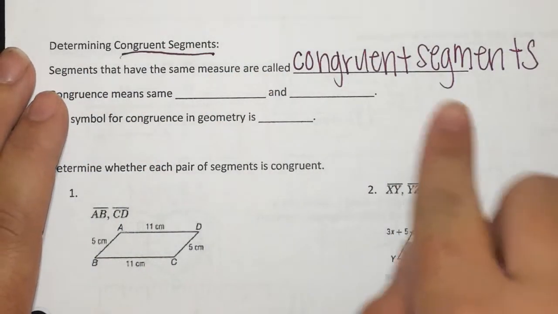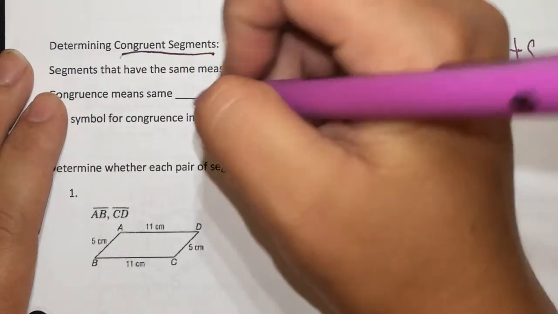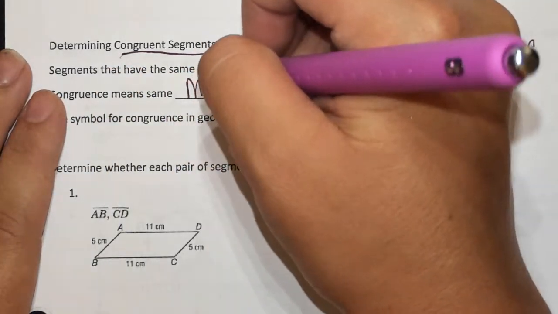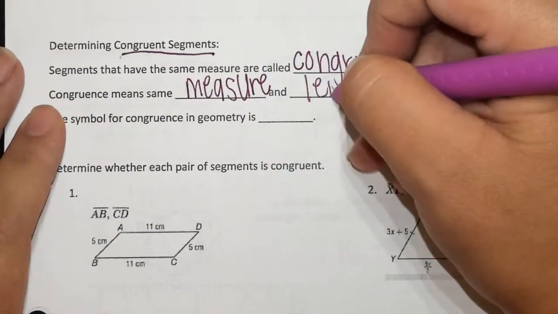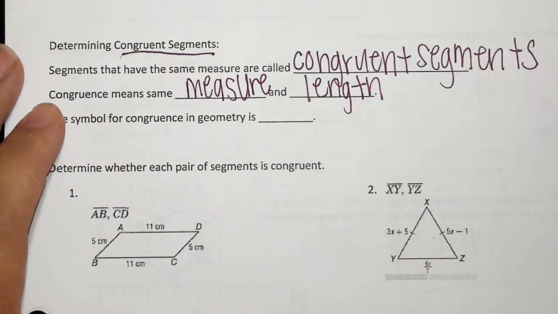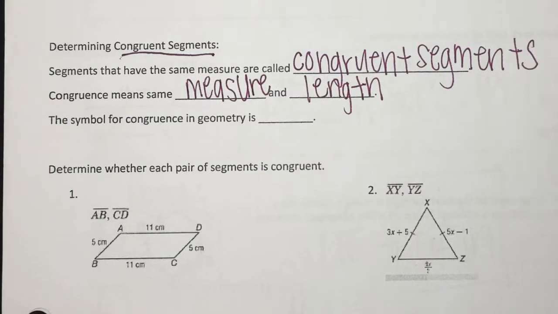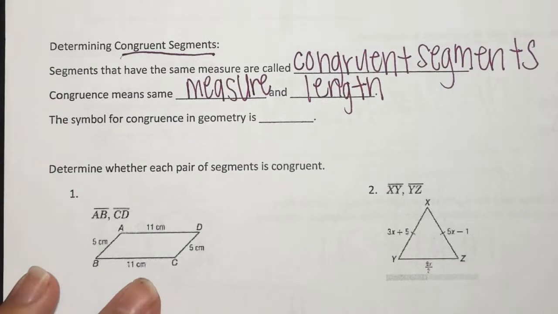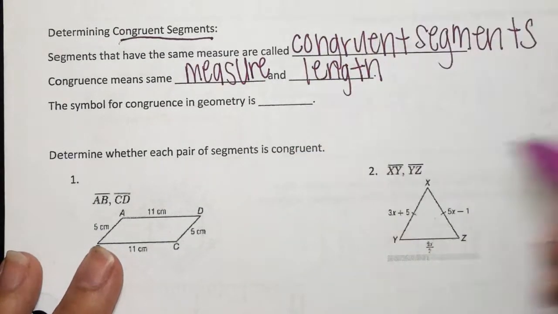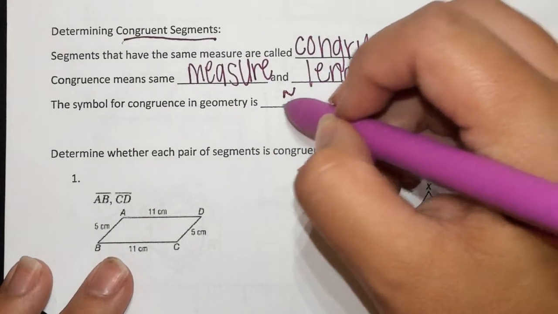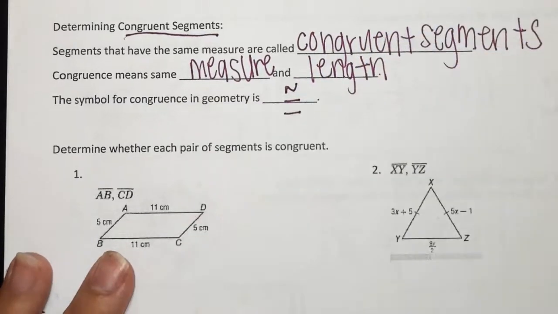Congruent segments are segments that have the same measure, which is the same thing, measure and length. So if they're the same length, if they're both 7 inches, they're congruent. Here's the symbol. You probably already know this, but the symbol for congruency is like a tilde and an equal sign.